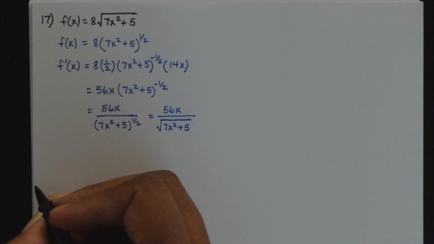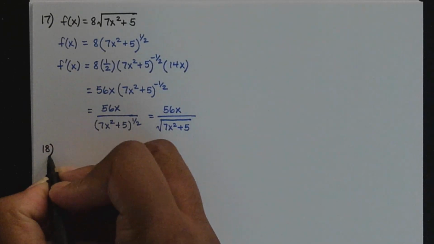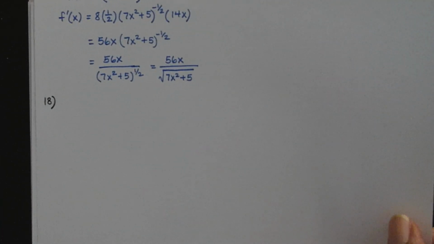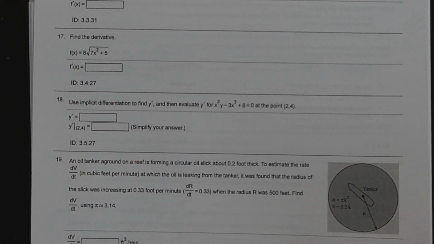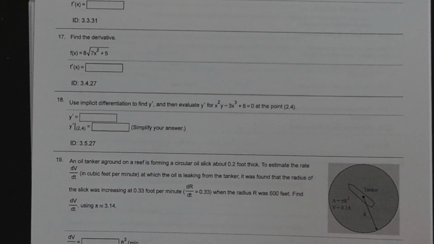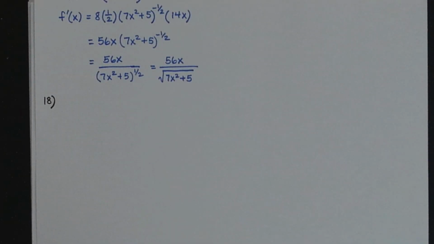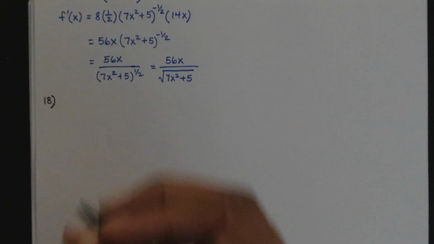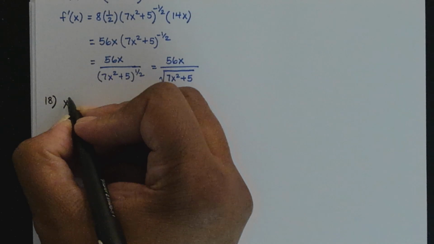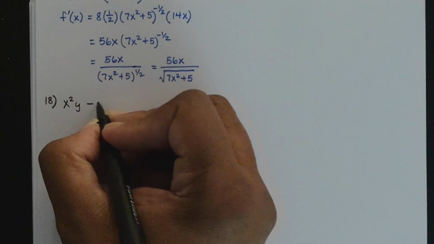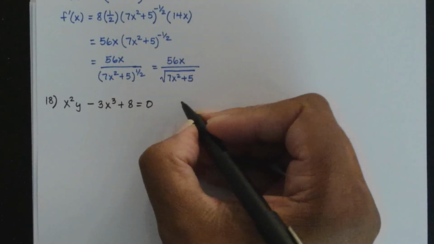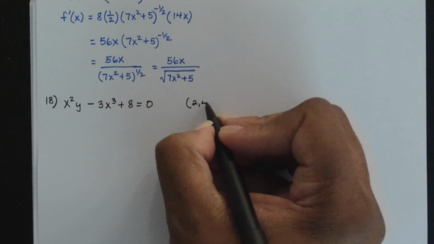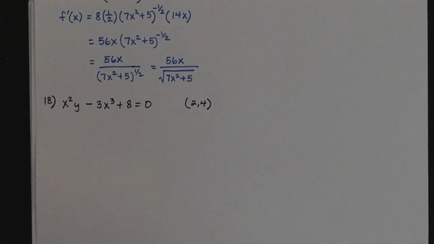Okay, number 18 is implicit differentiation. And they tell you to use implicit differentiation to find y prime, and then evaluate y prime for x squared y minus 3x cubed plus 8 equal to 0 at the point (2, 4). So let's see what we got here. We got the equation x squared y minus 3x cubed plus 8 equals 0, and the point that they're dealing with is 2, 4, the ordered pair (2, 4).